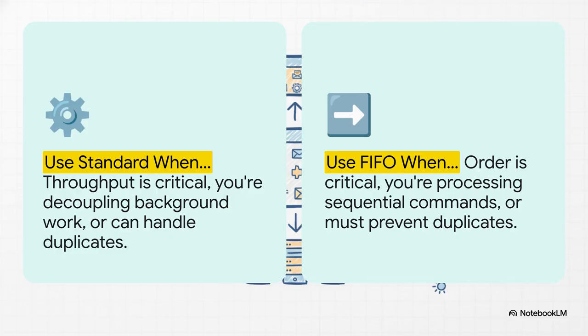You're going to want to use a standard queue when raw speed and throughput are what matter most. Think about background jobs like crunching uploaded images or blasting out thousands of emails, tasks where it's not the end of the world if the order is a little off. On the other hand, you absolutely must use a FIFO queue when the sequence cannot be messed with. We're talking about things like user commands that have to happen in a specific order, or financial transactions where duplicates and reordering are just a complete non-starter.